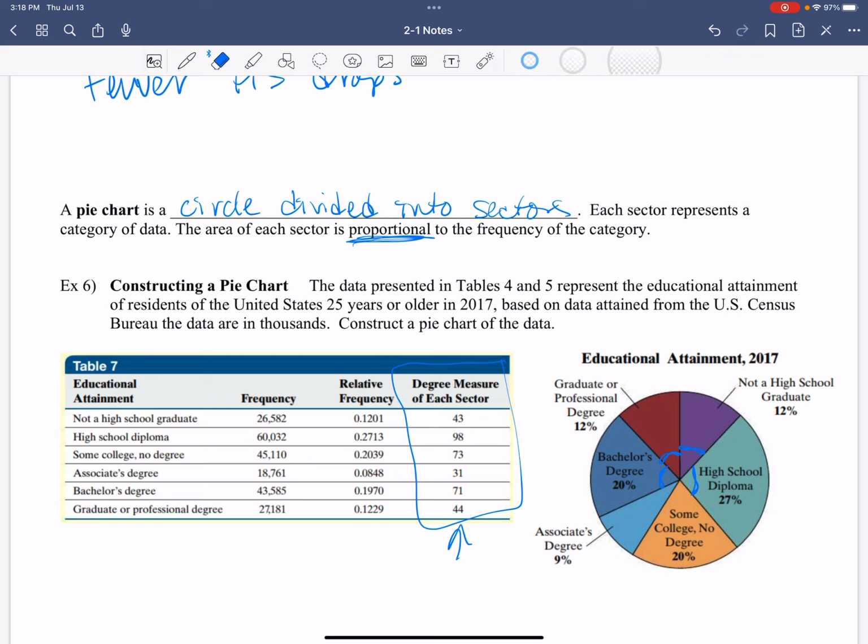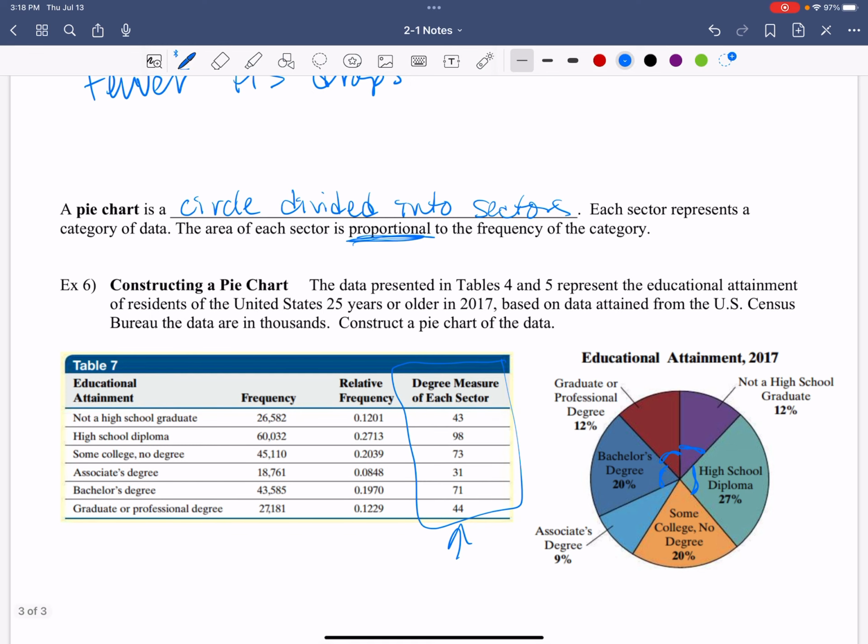That's nice to look at this to see the degree, because the higher the degree, the bigger the piece of the pie, right? But we also know that the higher the frequency, the bigger the piece of the pie, and the higher the relative frequency, because that all goes together. Do you see what's going down here? Now, notice in my pie chart, I have percentages. So, look at this. Not a high school graduate is 12%. Not a high school graduate is 0.1201. If I were to change that decimal into a percent, that would be 12%. Do you see how that's playing out?